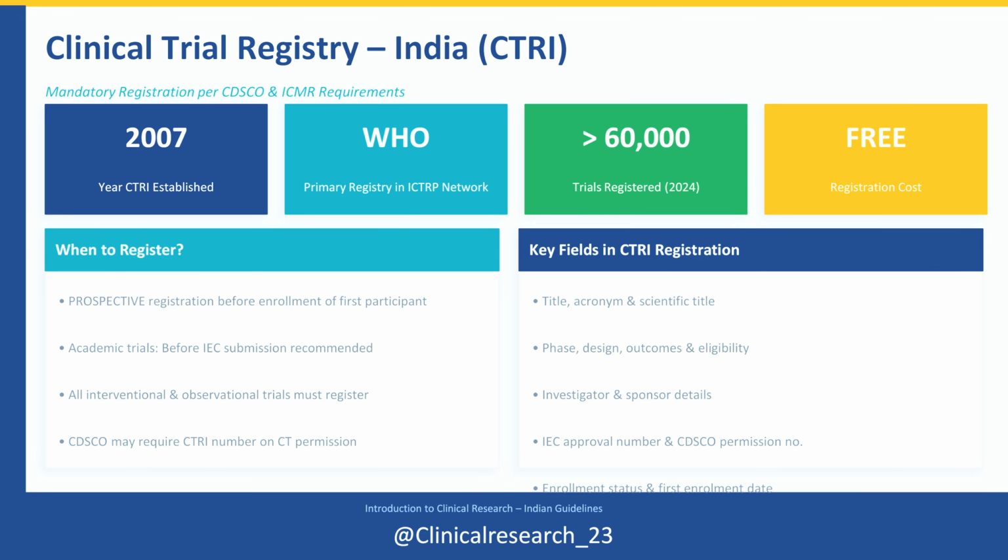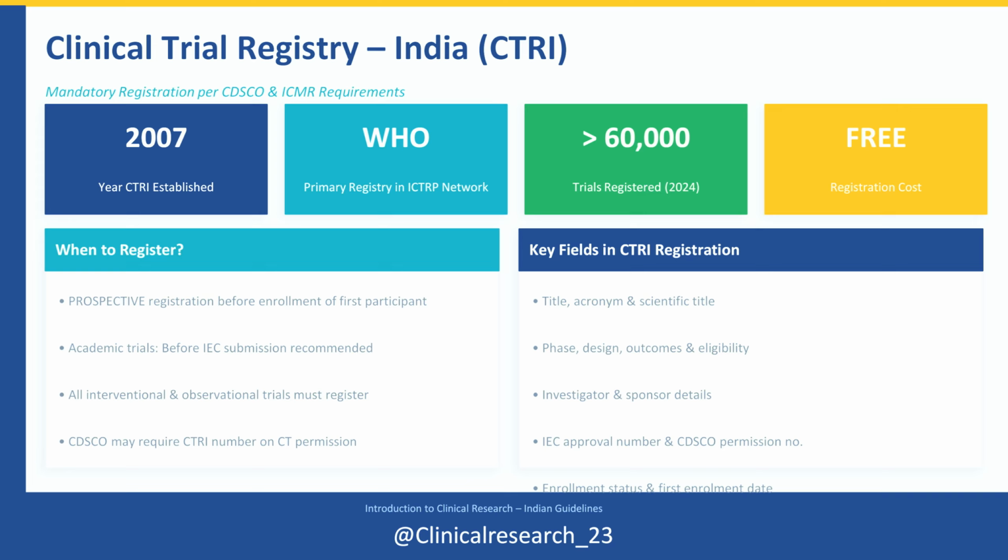First, you'll need to provide the enrollment status and the date of the first enrollment. It's important to include the IEC approval number and the CDSCO permission number to ensure regulatory compliance. Details about the investigator and the sponsor should also be clearly documented. Additionally, you'll need to specify the phase of the trial, its design, expected outcomes, and eligibility criteria. Don't forget to include the trial's title, its acronym if any, and the scientific title.